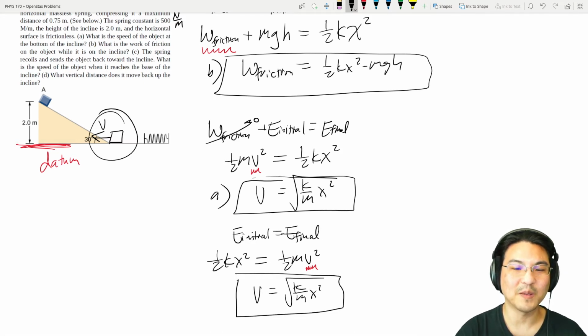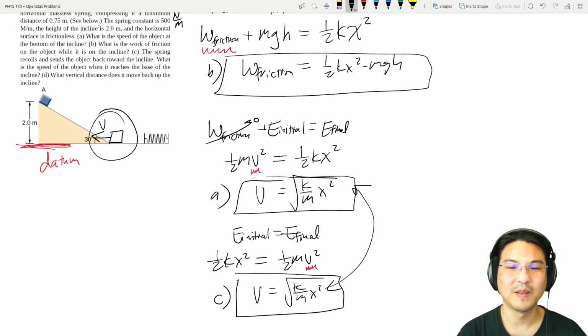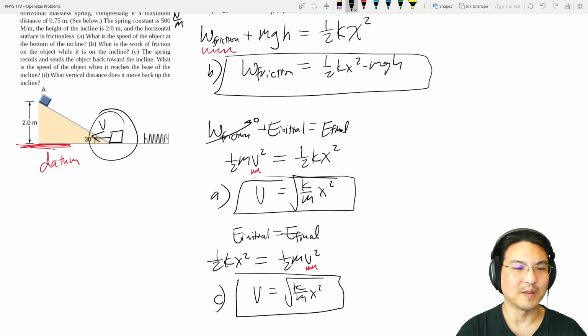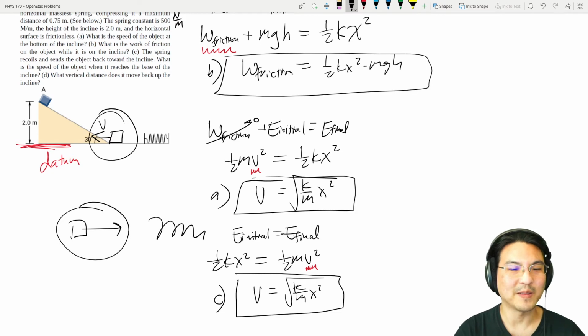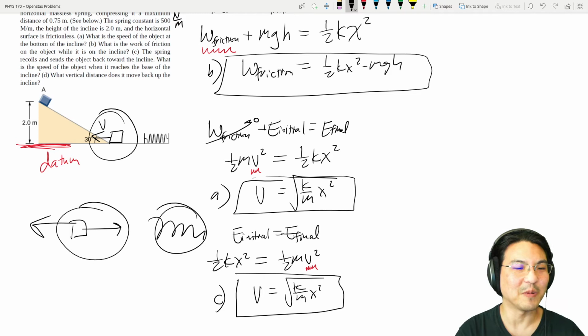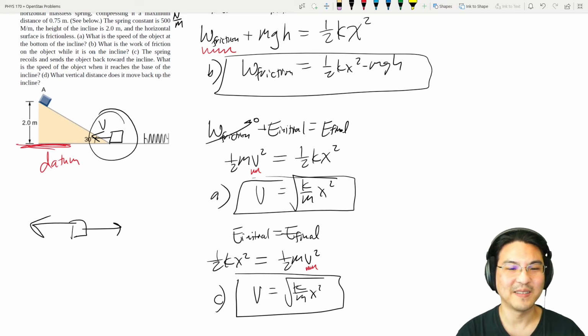Okay, which happens to be the same as part A, which makes sense because it's going this way with some amount of energy, smashes the spring with some amount of energy, bounces back, and it's going this way with the same amount of energy. No energy is lost. Energy is conserved. So we were expecting that to be the same.